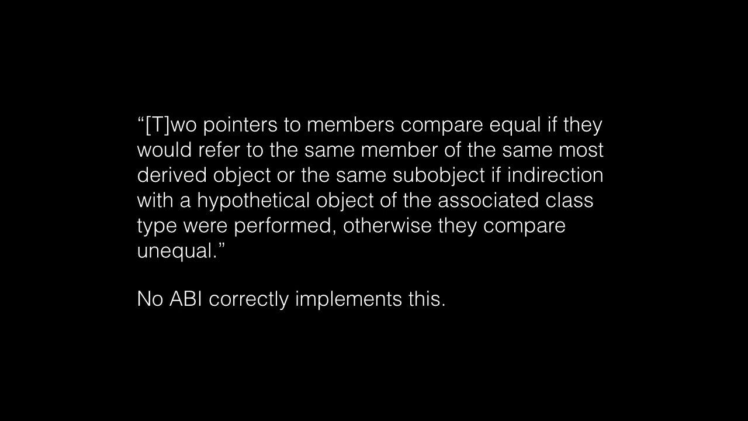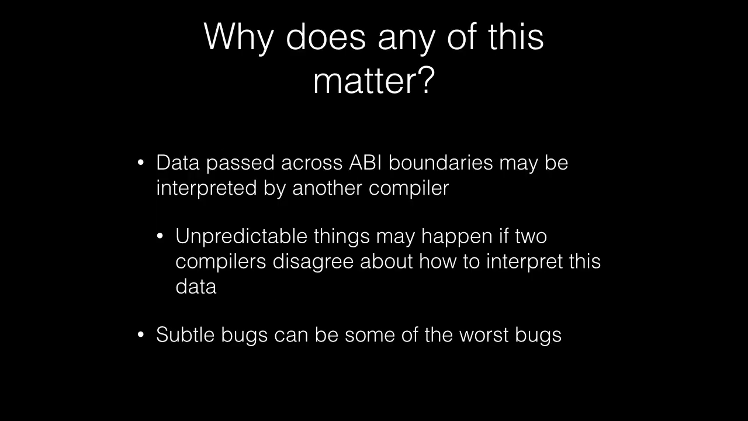Unfortunately, no ABI actually implements this, believe it or not. No one, like ever. Clang gets it half right. If you try to do this comparison in a constexpr context, it will say one thing, and if you do it at runtime, it'll say the exact opposite. Turns out ABIs are hard.